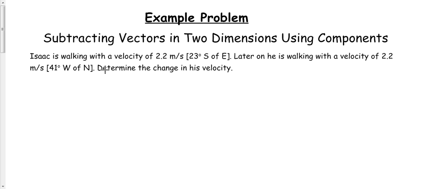What are they asking us? Determine the change in his velocity, or the difference in his velocity. So if I'm going to write this out, basically it's asking me to solve: what is the change in velocity? Well, delta v, by definition, is the final velocity minus the initial velocity. Anytime you see that delta, that means final minus initial. So the first thing I'm going to do is draw these two vectors and find their components.